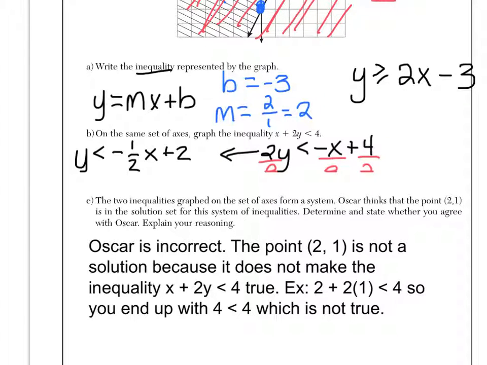Okay, so what we've written below is that Oscar is incorrect. Remember to always answer the question. And let's explain. The point 2, 1 is not a solution because it does not make the second inequality that we graphed true. So I used a little algebra to help support my claim. I put the point 2, 1 into the inequality that I'm saying is causing this not to be a solution, and you end up with 4 is less than 4, which is not a true statement. 4 equals 4, 4 is not less than 4.